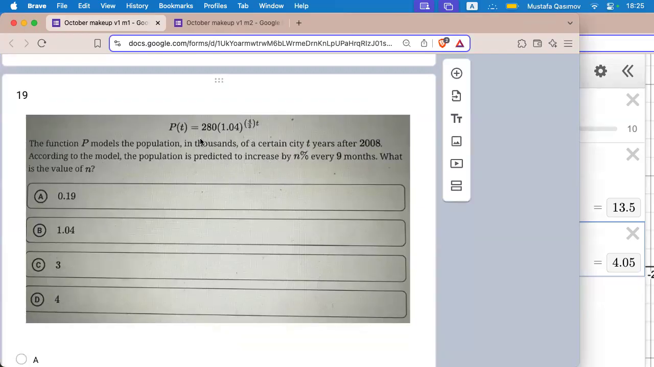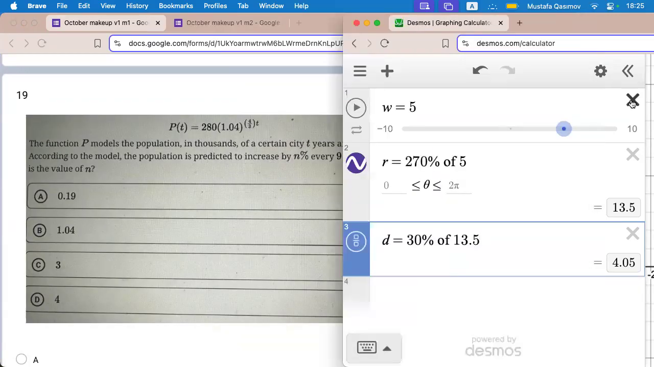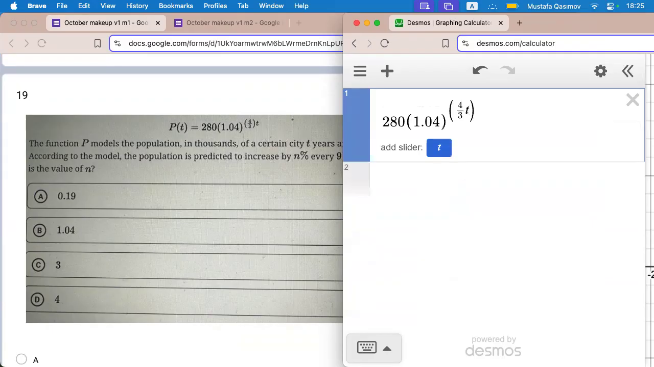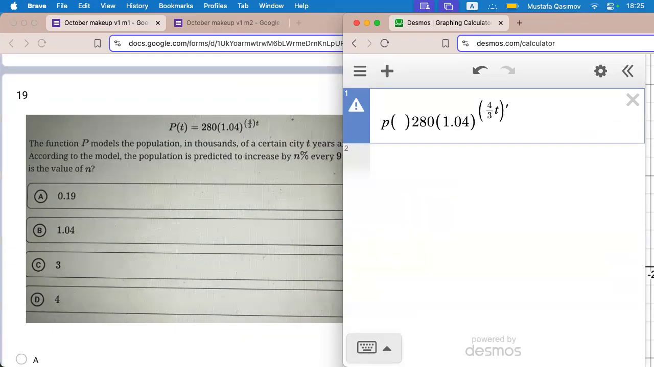Okay, again, we have exponential function here. It is 280 multiplied by 1.04 with power of 4 over 3t. Okay, let's look at every part of this function. In this function, P of t part always shows us what's the final value. Final value or total value. 280 is always initial value.